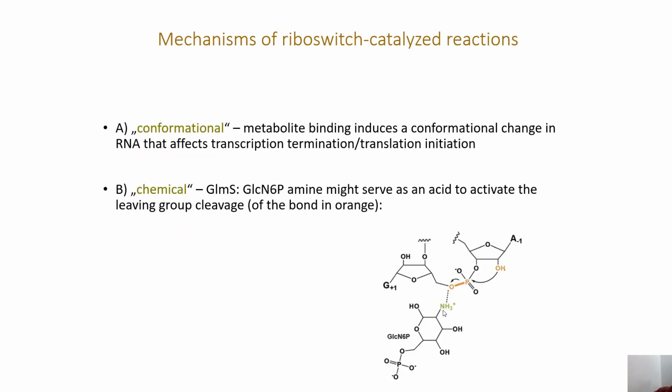Now, mechanisms of ribozymes which catalyze translation. So, all informational metabolite binding includes a conformational change in RNA that affects transcriptional termination and translation mechanism. Chemically, GlmS, GlcN6P amine might serve as an acid to activate the leaving group cleavage, right?